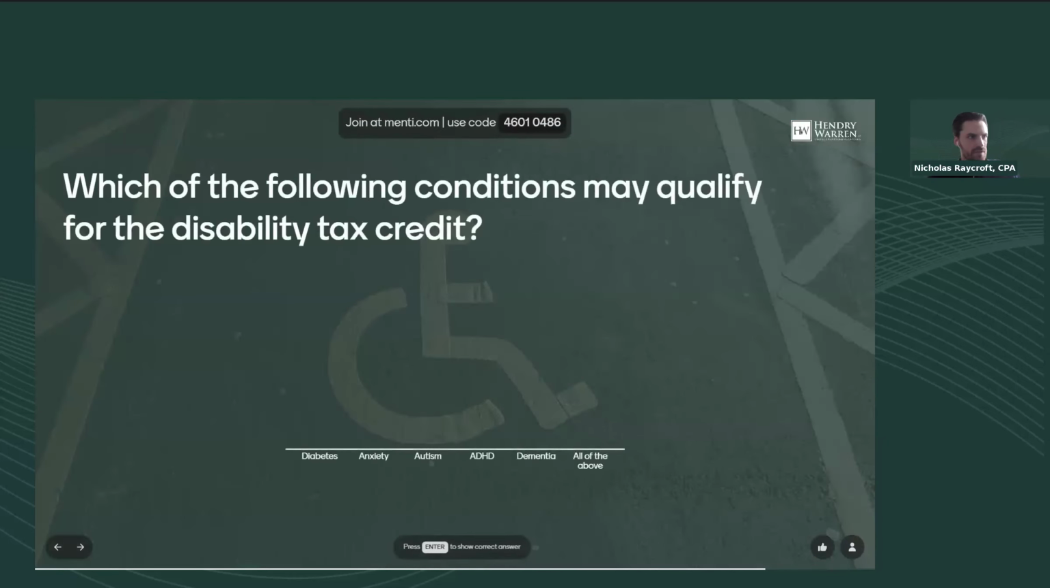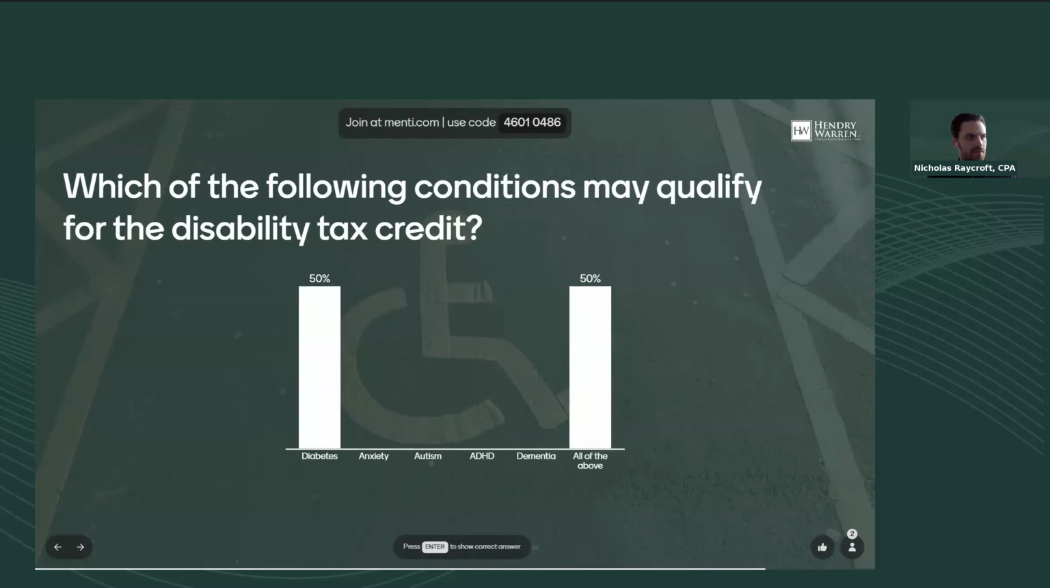Next, I'll switch focus to a credit. And I have another question for the audience, and that is, which of the following conditions may qualify for the disability tax credit? Well, not a deduction, the disability tax credit is for individuals with a severe and prolonged mental or physical impairment. And so there have been cases where all of the above conditions may qualify for the disability tax credit.